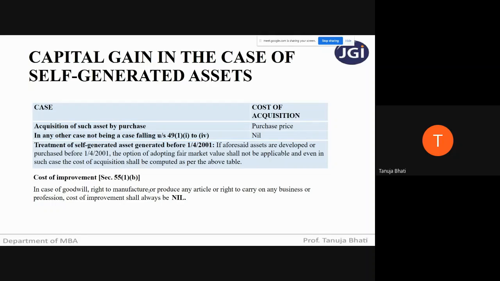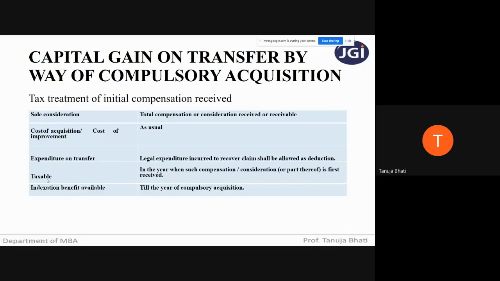The next thing is capital gain on transfer by way of compulsory acquisition. This also is very important. So let us see. Today, I think we'll be just able to see the provision. Some on this we will solve tomorrow in the next lecture. So what is the meaning of compulsory acquisition, students? Can anyone tell me? I've already explained this. What is the meaning of compulsory acquisition?